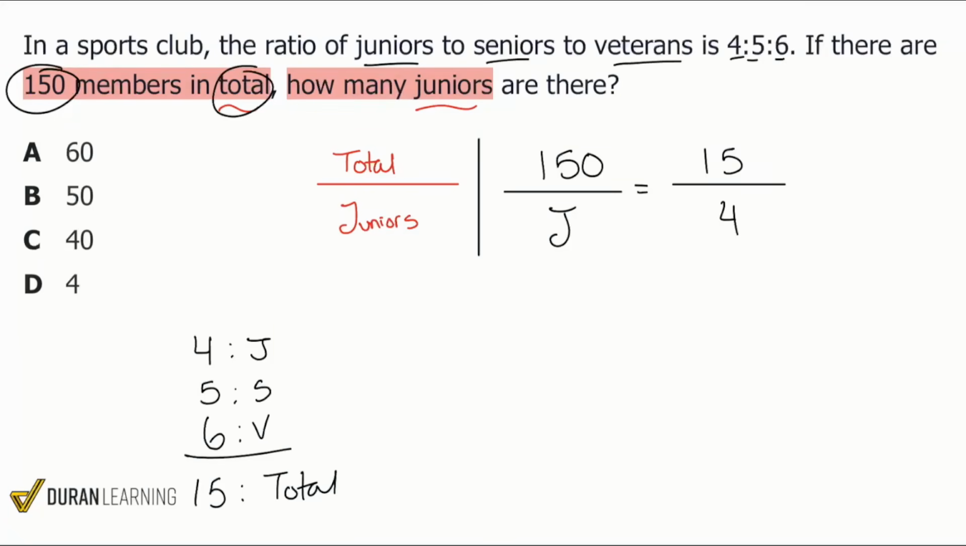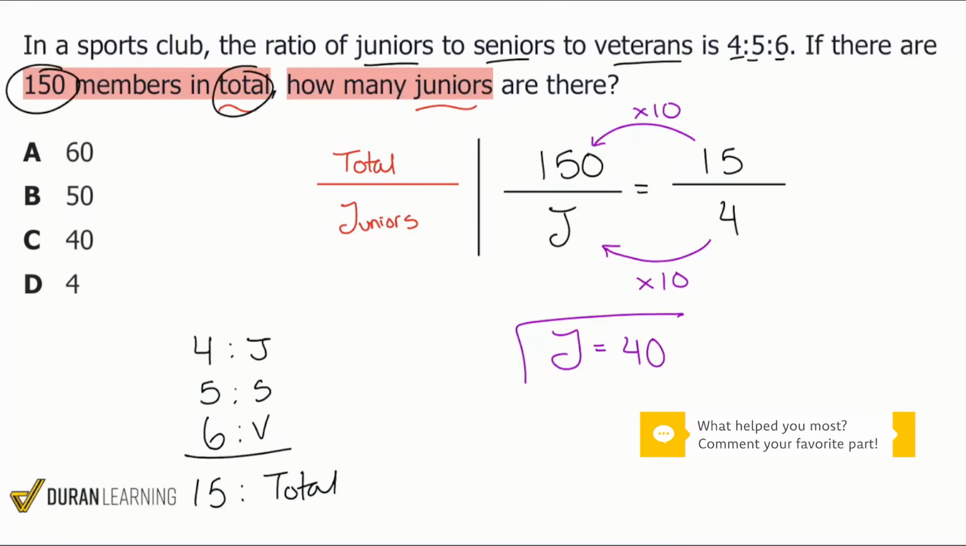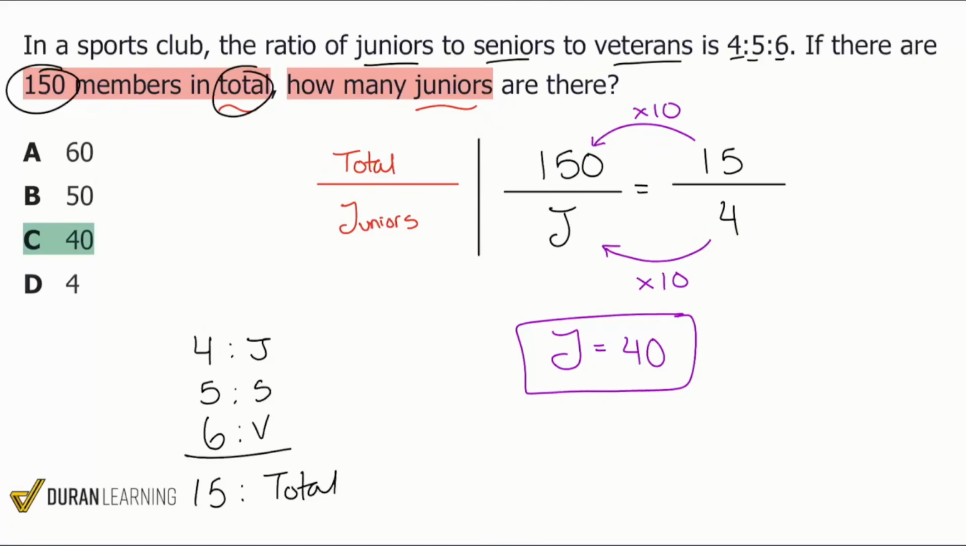Because if we compare the same things in the same way, we actually don't need to spend time cross-multiplying and dividing. I noticed very clearly from the beginning that I can go from 15 to 150 in a times 10 relationship, which will be the same as 4 to the answer, times 10 relationship. 4 times 10 gives us 40, so the number of juniors is 40. And there we go. The correct answer here is answer choice C.